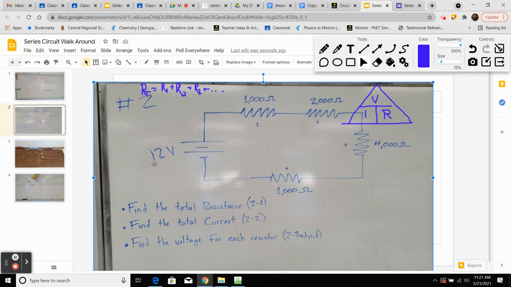You have VT here, which is 12. VT divided by RT gives us our total current. Okay, once you have that, the current is the same for every single one of these. And then you're literally going to be doing that number that you get for total current times each resistor value, because I times R gives us V. So for 3A, whatever you get as your answer for 2-2 times 1,000. For 3B, your answer for 2-2 times 2,000, etc.